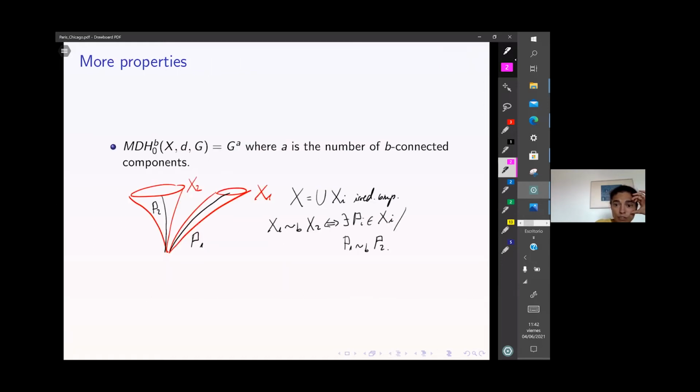We have a notion of b-connected components that appears when we look at the moderately discontinuous homology group of dimension 0. It's the group over the number of b-components. We take the germ x, decompose it into irreducible components, and two are b-equivalent if and only if there exists a point in x1 and another in x2 that are b-equivalent. So we make an equivalence relation in the set of irreducible components, and we identify 2 if there are points that are b-equivalent.